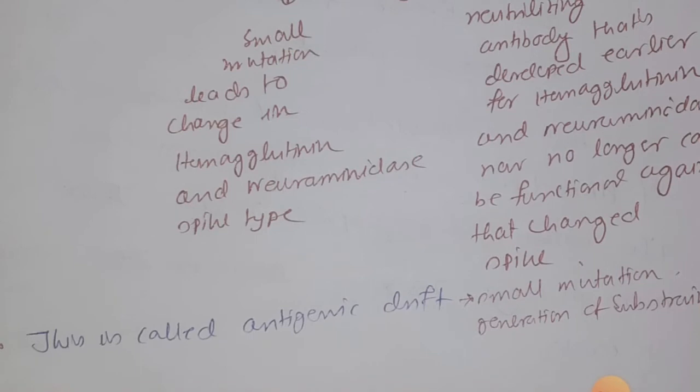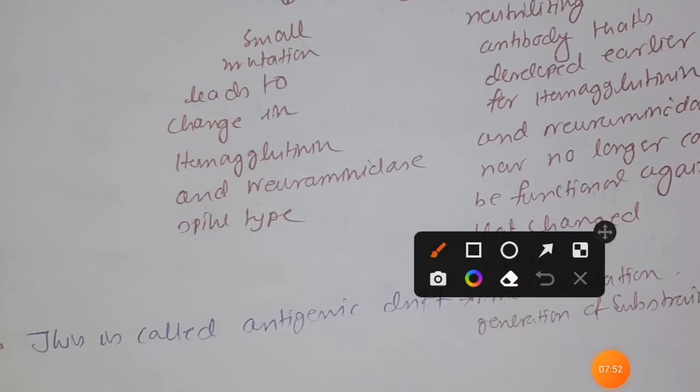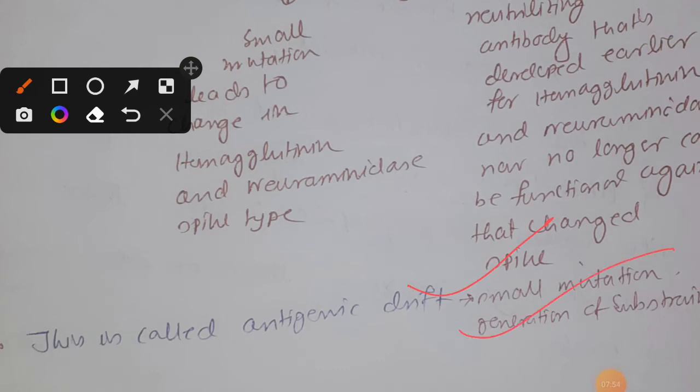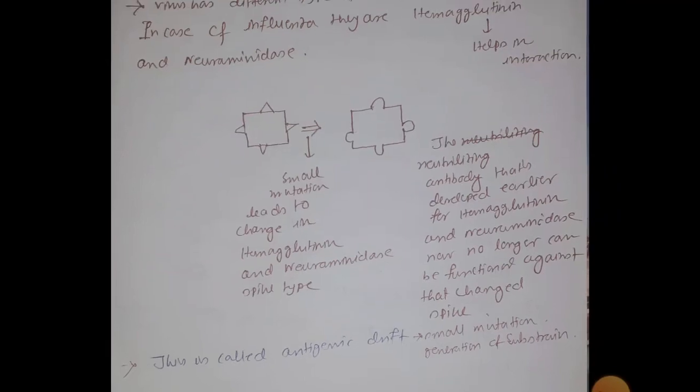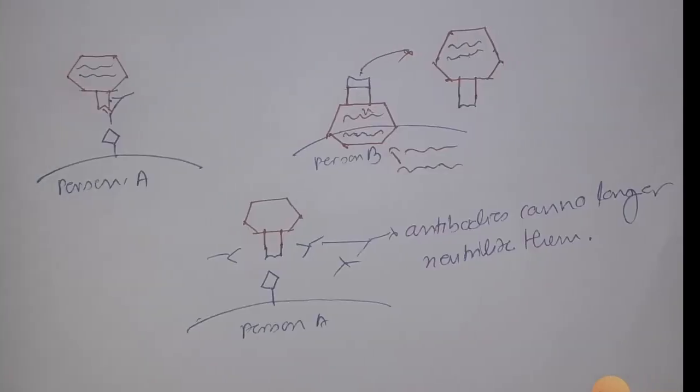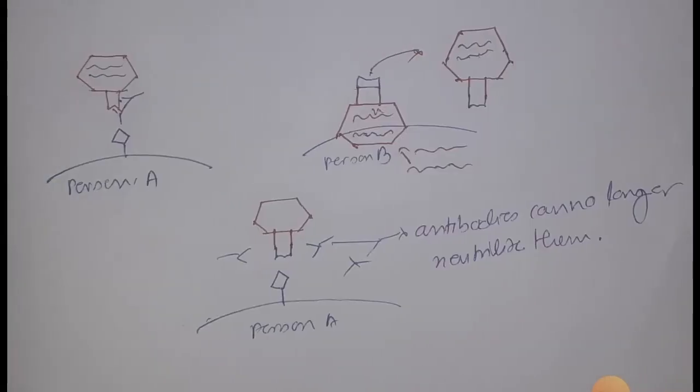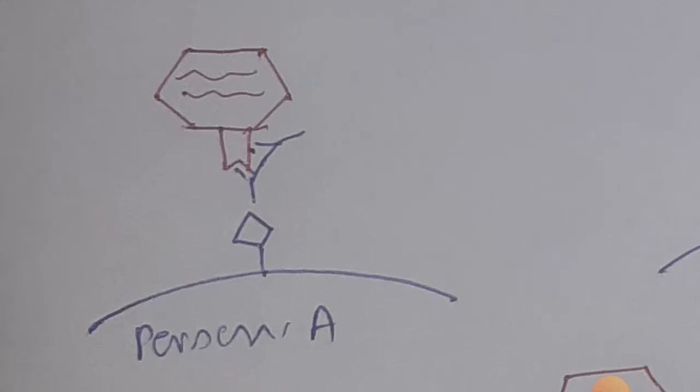Okay, so remember, antigenic drift will cause small mutations that will produce a new substrain. Remember one thing, there is no generation of a new virus. There is just a little change in the hemagglutinin or neuraminidase or surface receptor, more generally speaking. In the next video we are going to discuss antigenic shift, where there will be a generation of a new virus. I am going to discuss that also. Now let's see their mechanism. So let's see that picture first.